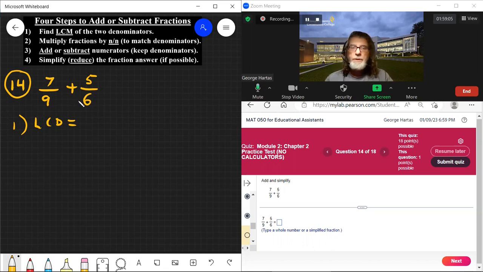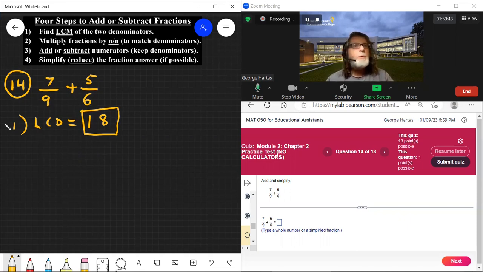Can the smaller number divide into the bigger number evenly with no remainder? No. Take the next multiple of the bigger number. 2 times 9 is 18. Can 6 divide into 18 evenly with no remainder? Yeah. So 18 represents the smallest number that both of these will divide into. There it is, we have our LCD. So go to question 3, where I discuss LCM in more detail if you're still having trouble with the LCM.